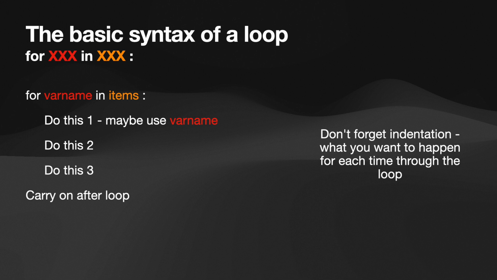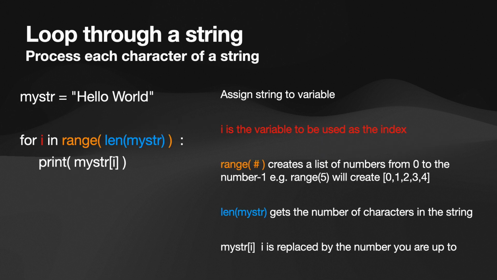In this example, I've got the for var name and items colon, and then I go to the next line, I've indented in, and all the items I want to do while it goes through that loop are pushed in. Once it's finished, it comes back out, and in this example, it's not proper code, but it's just going to carry on after the loop. So let's look at a few examples.